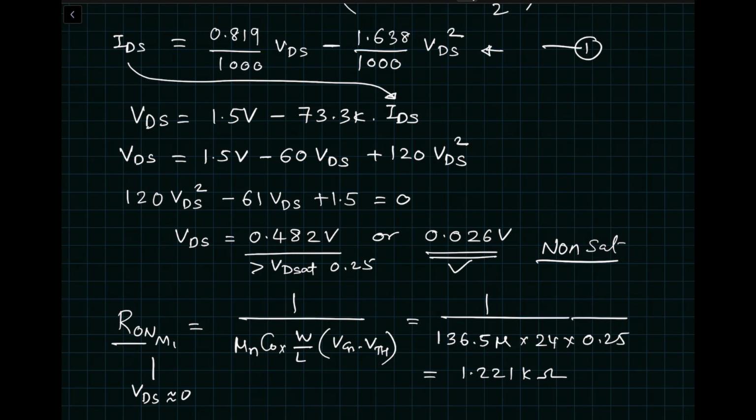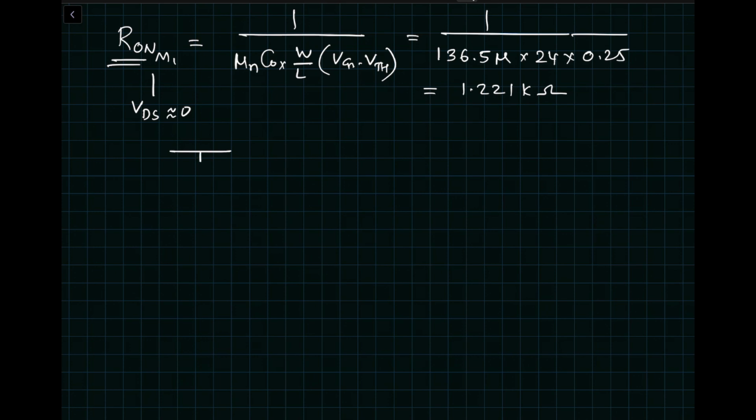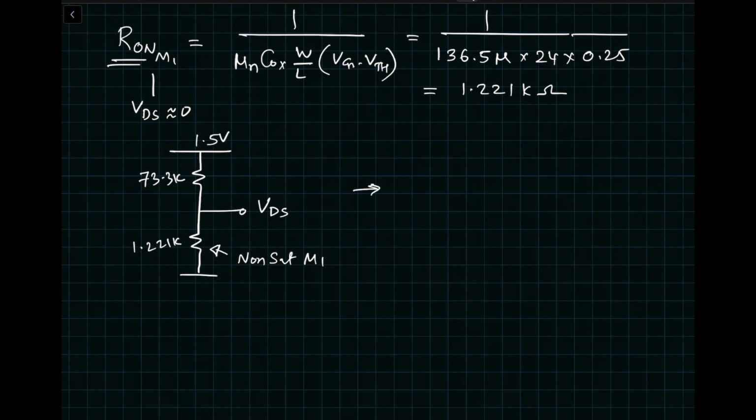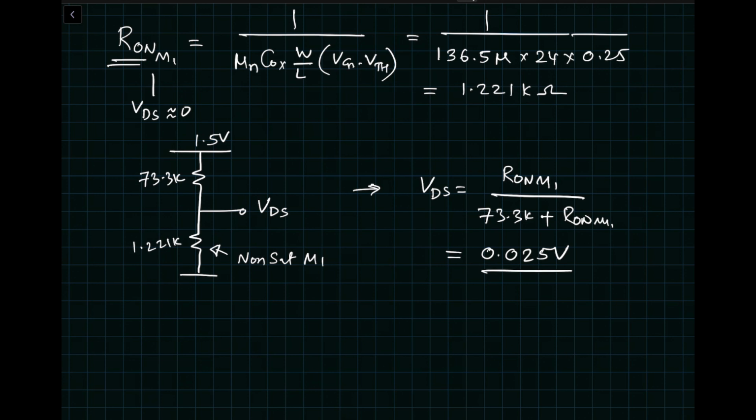Interestingly, if you look at this on resistance, then our circuit is going to look just like two resistors, and this would be our VDS. This was 73.3k and this is 1.221k. This is non-sat M1 resistance calculated based on this, and this is 1.5 volts. So you can compute VDS is equal to resistive divider. So this would be R on M1 divided by 73.3k plus R on of M1, and the value comes out to be 0.025 volts, which is very close to 26 millivolts we had already said. So this is another way to look at it.